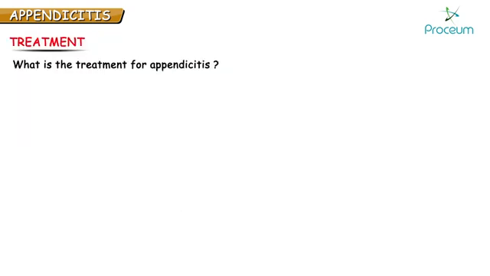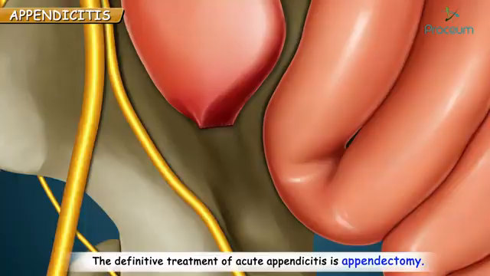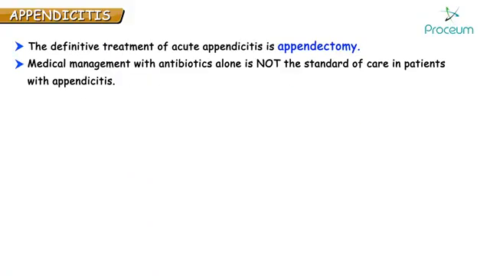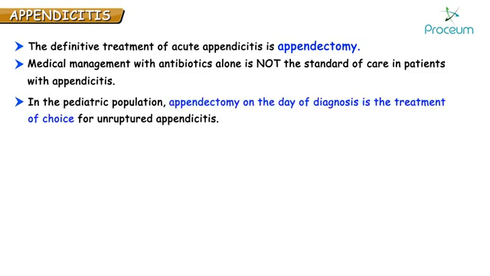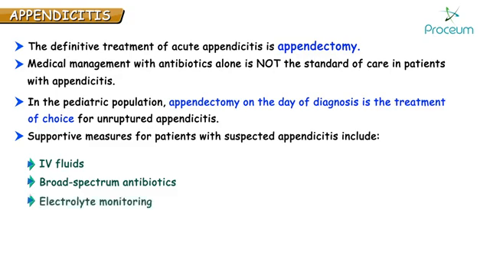Now coming to the treatment. What is the treatment for appendicitis? Very right, the definitive treatment of acute appendicitis is appendectomy. Medical management with antibiotics alone is not the standard of care in patients who present with clinical and radiographic findings consistent with appendicitis. In the pediatric population, please understand and remember, appendectomy on the day of diagnosis itself is the treatment of choice for unruptured appendicitis. Supportive measures for patients with suspected appendicitis include IV fluids, broad-spectrum antibiotics, and electrolyte monitoring.